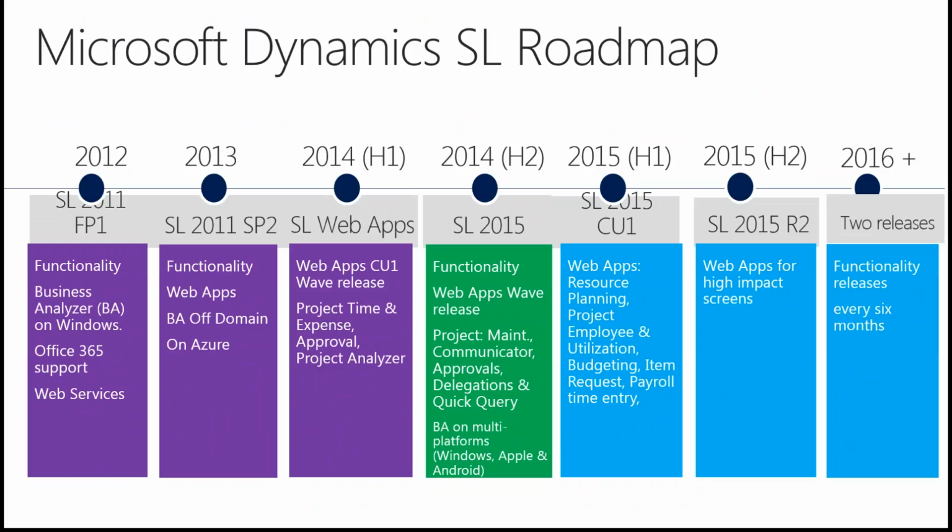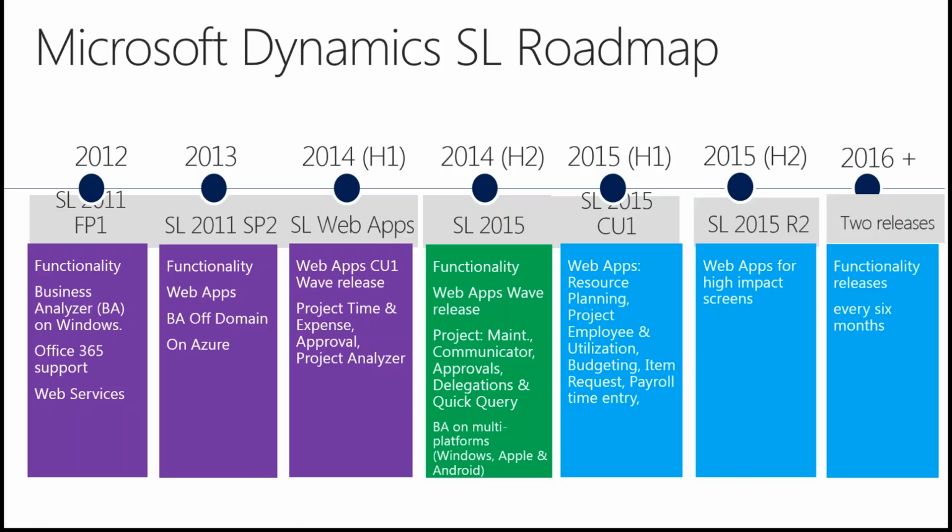The second half of 2015, there are two really important screens that are going to be enabled for web apps. One is project timesheet, also known as crew timesheet. So if you're on a job site, you can take the crew timesheets and just key them in at the end of each day if you need to. Totally available, and that's scheduled to be released in late Q3 or Q4.